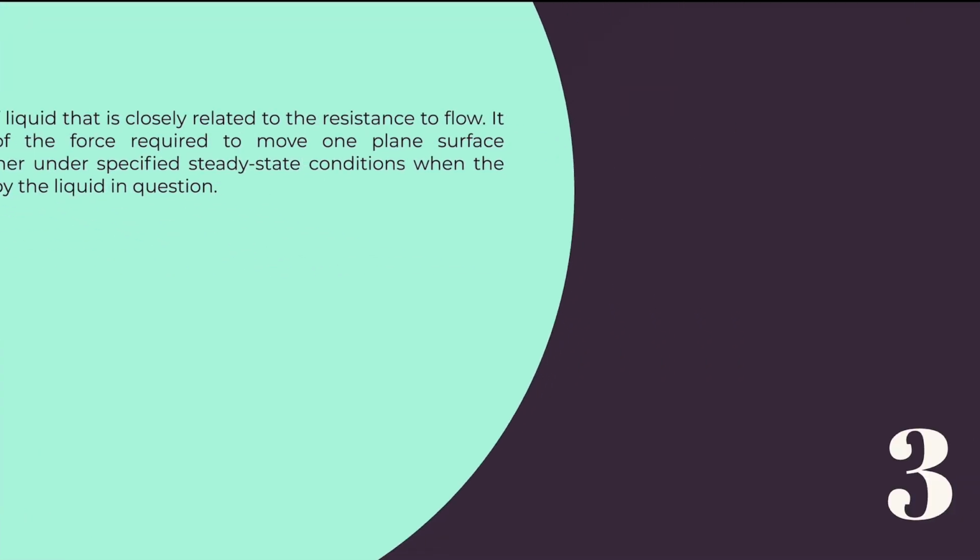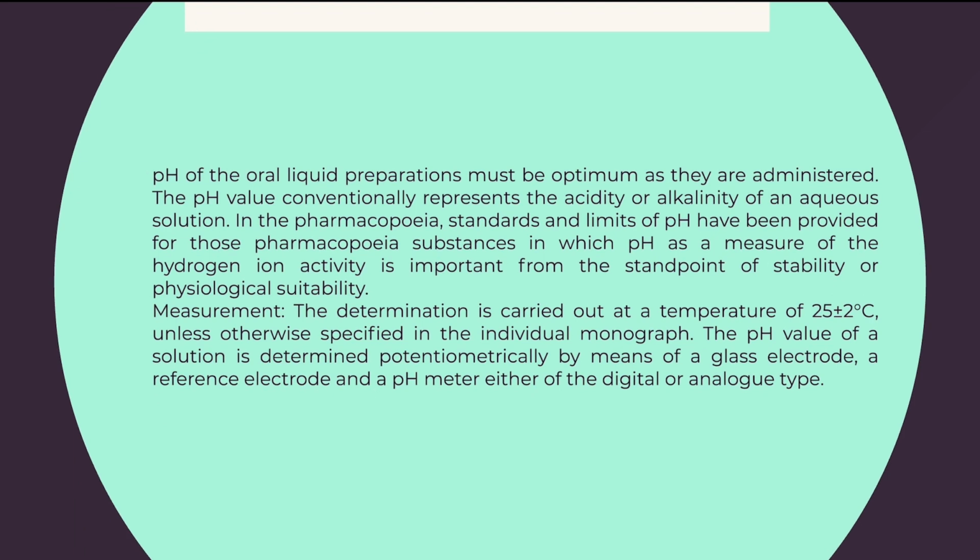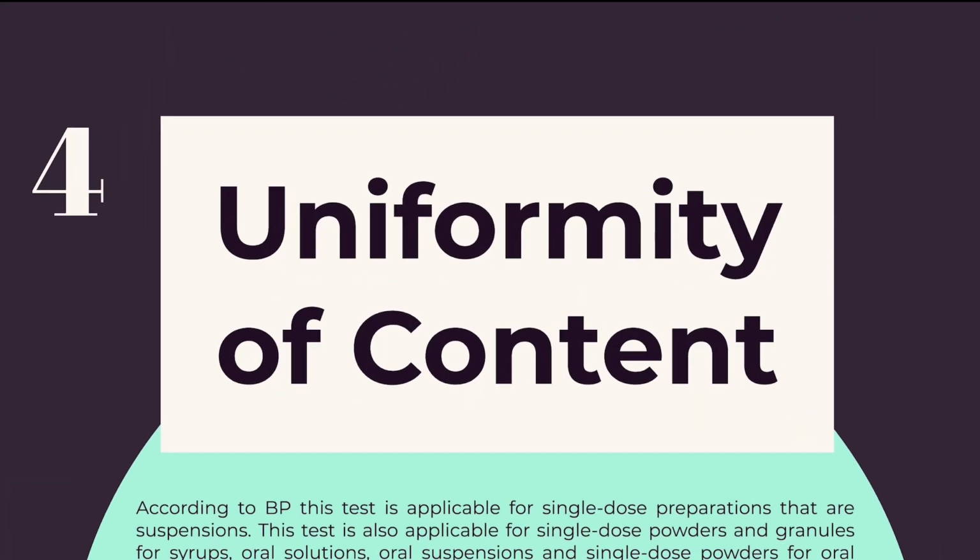3. Potential of hydrogen. pH of the oral liquid preparations must be optimum as they are administered. The pH value conventionally represents the acidity or alkalinity of an aqueous solution. In the Pharmacopoeia, standards and limits of pH have been provided for those pharmacopoeia substances in which pH, as a measure of the hydrogen ion activity, is important from the standpoint of stability or physiological suitability. Measurement.